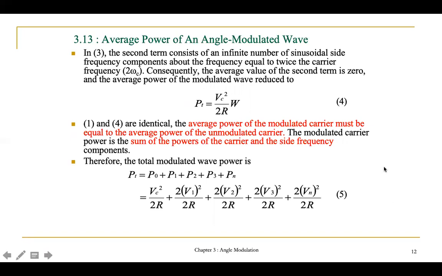In equation 3, the second term consists of an infinite number of sinusoidal side frequency components about the frequency equal to twice the carrier frequency. Therefore, the average value of the second term is 0 and the average power of the modulated wave reduces to PT equals VC squared over 2R.